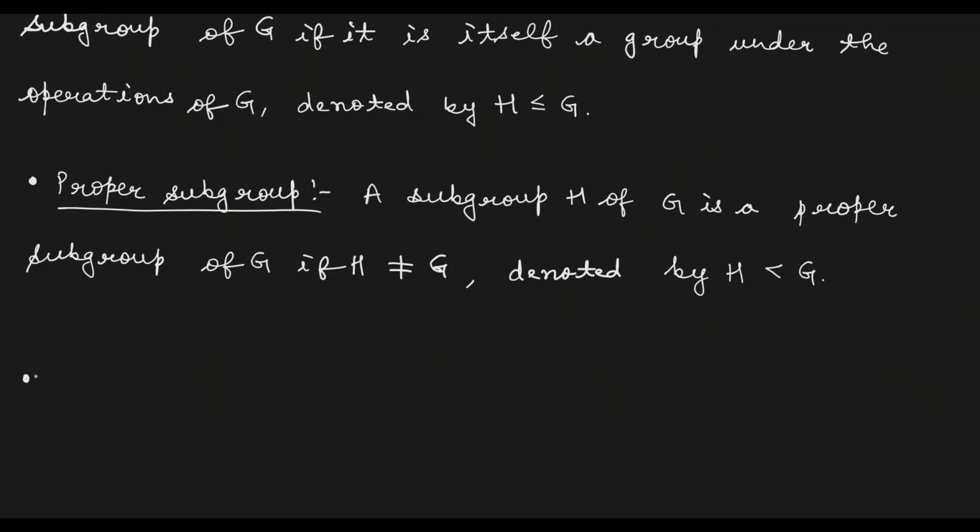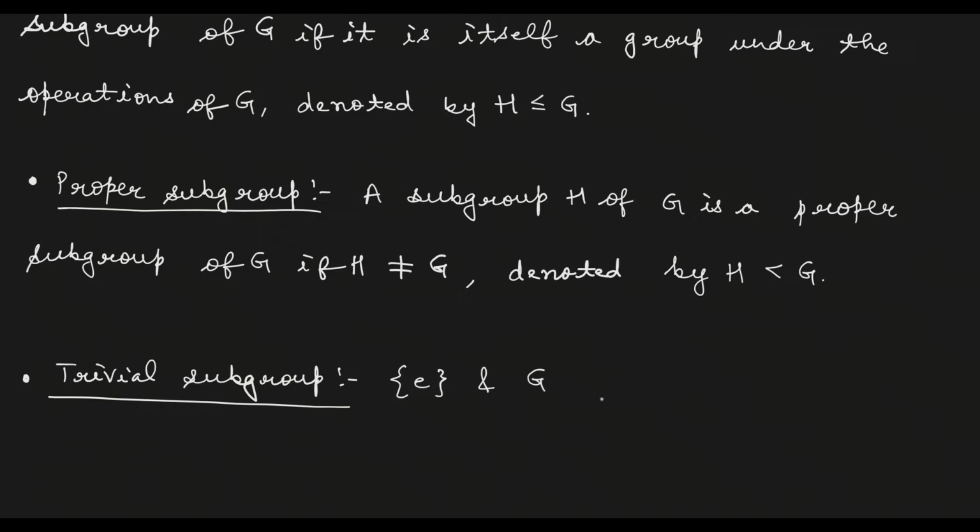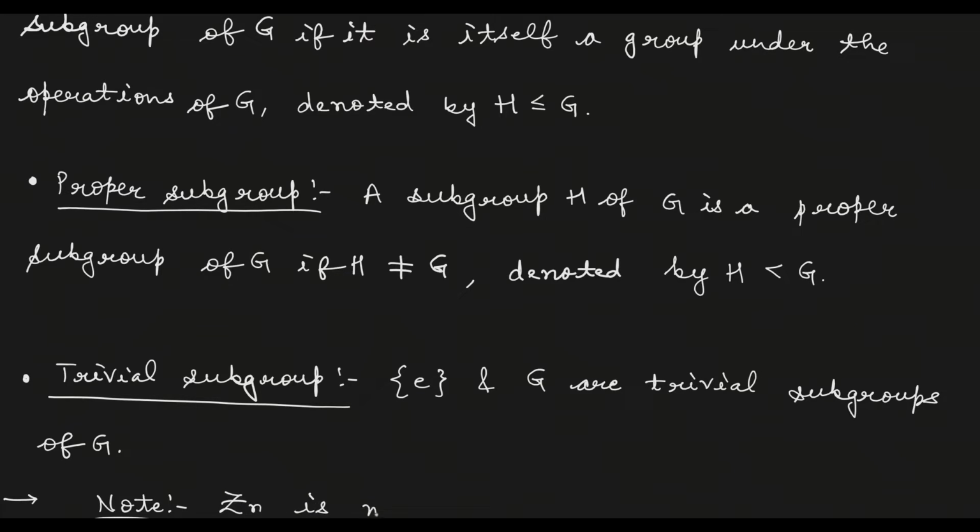Next, trivial subgroup. Identity element and group G itself are trivial subgroups of G. Note, Zn is not a subgroup of Z.